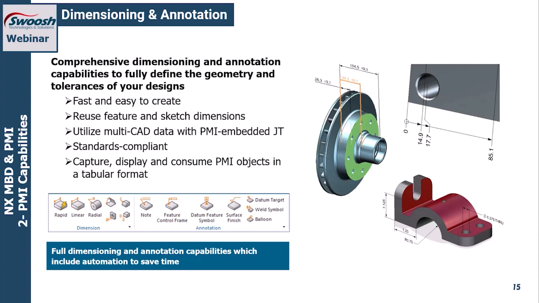If you look at the ribbon bar there on the image, you can see that the tool set is going to be identical to the drafting tool set as if you were in the drafting application. Instead, we're in a 3D environment, but we have the same tool set available, and it's very easy to add the PMI to the parts using these tools.